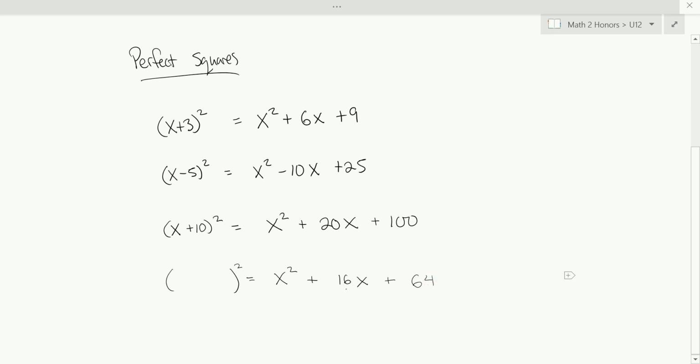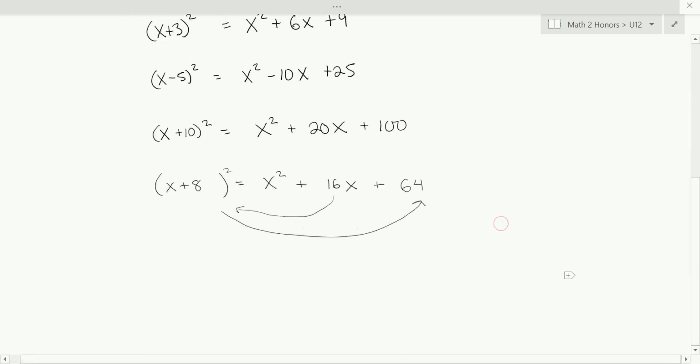What are you doing in your brain to get that 64? You're starting with the 16, and you're thinking back this way. If that's 16, then over here I should have an x plus 8, because I want that 8 to be half the 16. And then you're taking that 8 and squaring it, 8 times 8 to get 64, right? Is that kind of the natural process of thinking? There's this relationship between those three numbers, and that's the relationship we're going to be looking at.